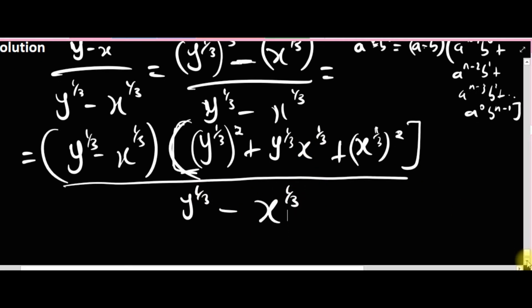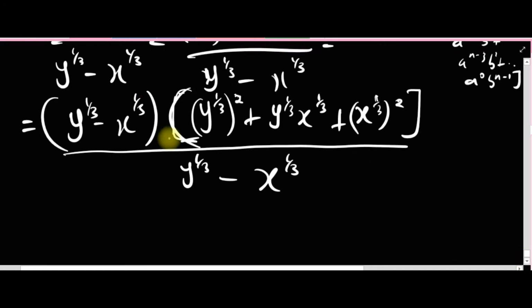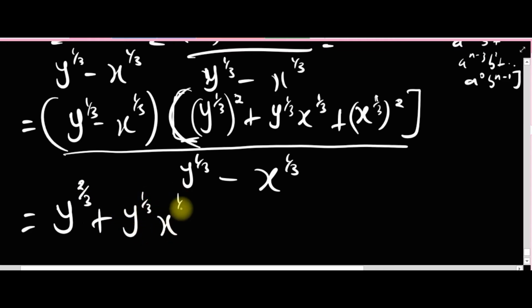So that's it. We notice something is common, so it cancels, and we can write this, using laws of indices, as y^(2/3) plus y^(1/3) x^(1/3) plus x^(2/3). So that's the answer. Let's check our options.